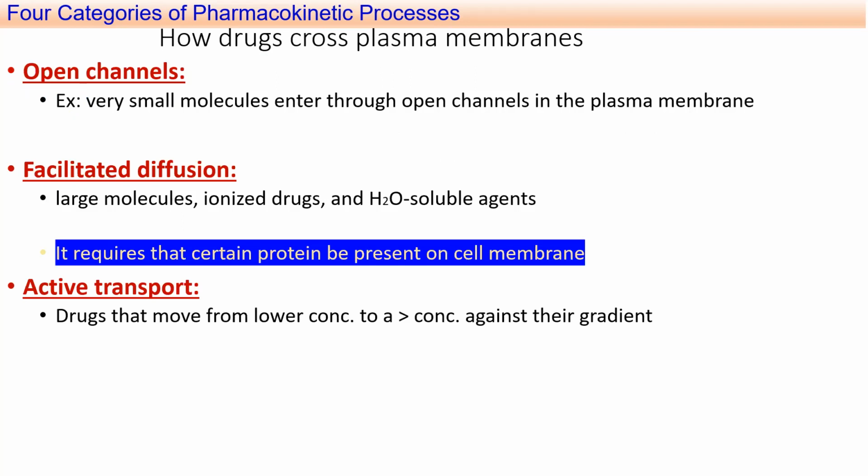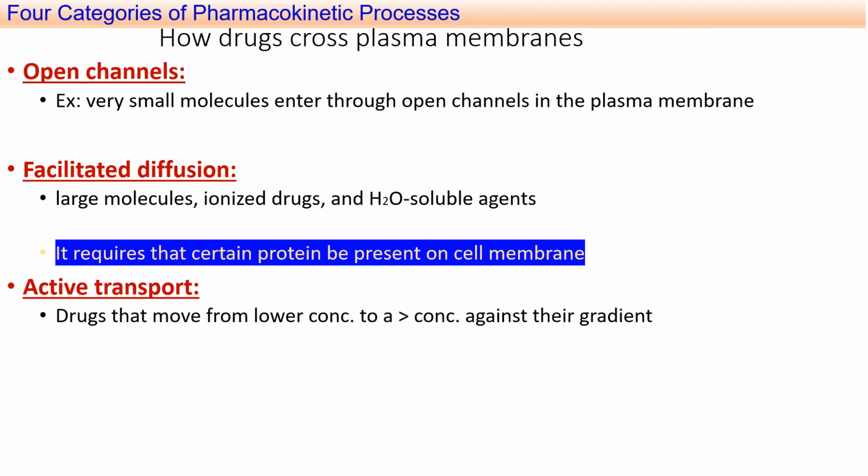For open channels, an example would be that very small molecules enter through open channels in the plasma membrane. Examples are urea, alcohol, and water. These are very small molecules that will freely and easily enter through open channels in the plasma membrane.